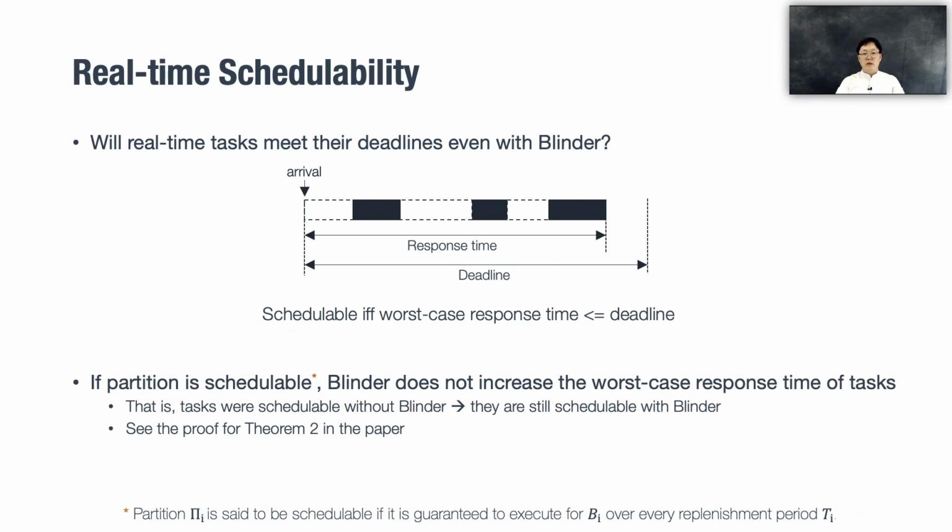Now, blinder adds some delay to task release. So a natural question would be, will it affect the schedulability of real-time tasks? And the short answer is no. Basically, what we proved in the paper is that if a partition is schedulable, that is, if the full budget is guaranteed over every replenishment period, blinder does not increase the worst-case response times of tasks. So what this means is that tasks are schedulable if they are so without blinder, which is important especially for real-time systems.